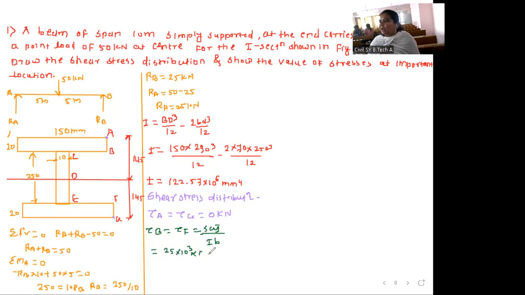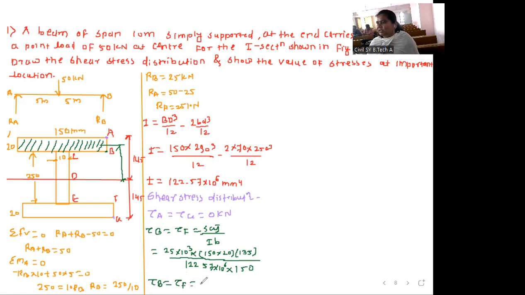Now we will take area into Y bar. Please concentrate here. We are calculating at this point B. That means we have to consider the area above this B. So the area is 150 into 20. And we have to find Y bar. So Y bar is the distance from this to this, which is 145 minus 10. That means Y bar is 135, divided by I. We have already calculated the moment of inertia, 122.57 into 10 raised to 6, into b. Now we are calculating at this location, so the width is 150. Now you calculate and tell me, shear stress at B, which is equal to shear stress at F, is equal to how much?